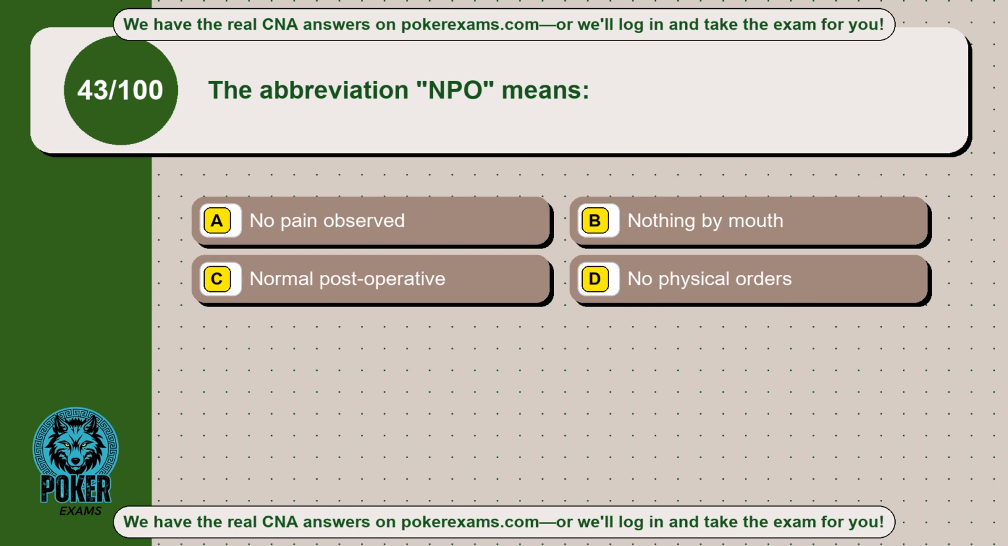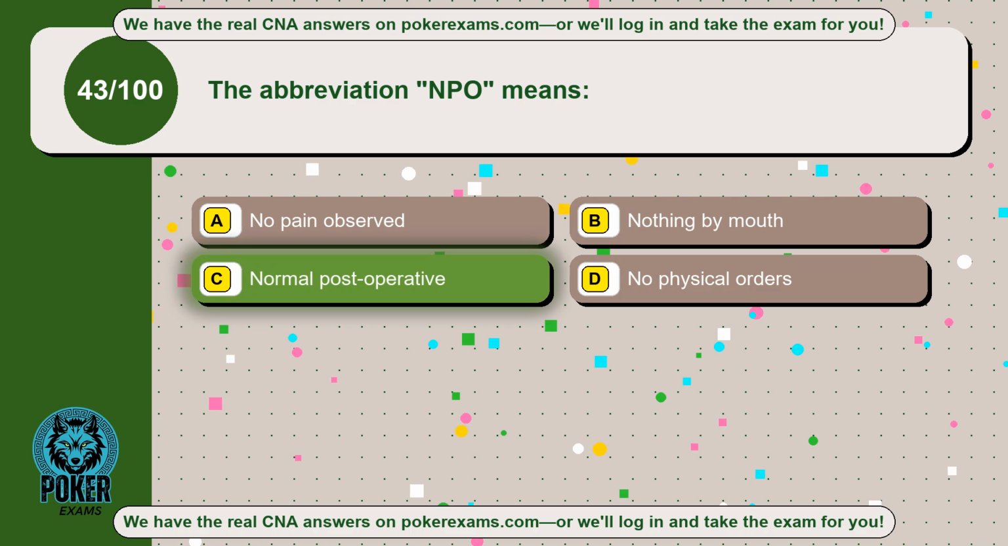Question 43. The abbreviation NPO means? Option A, no pain observed. Option B, nothing by mouth. Option C, normal post-operative. Option D, no physical orders.